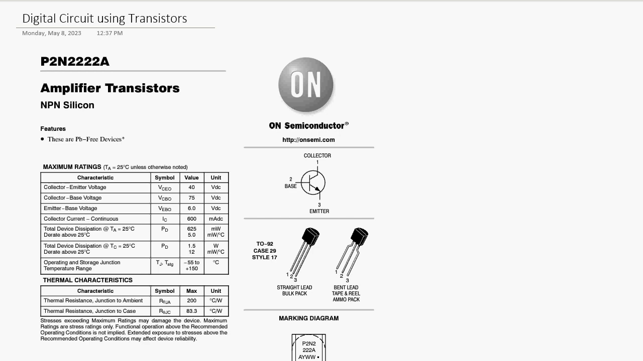Today we talk about digital circuits using transistors and diodes. This is video 6 of Electronics for College Students.